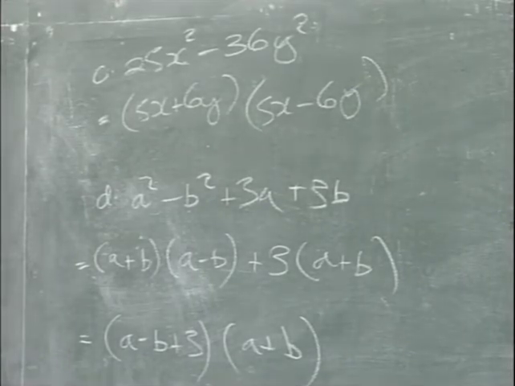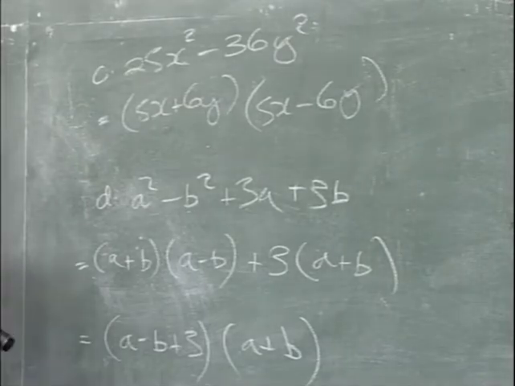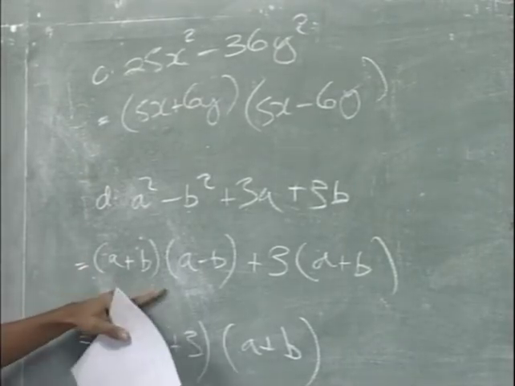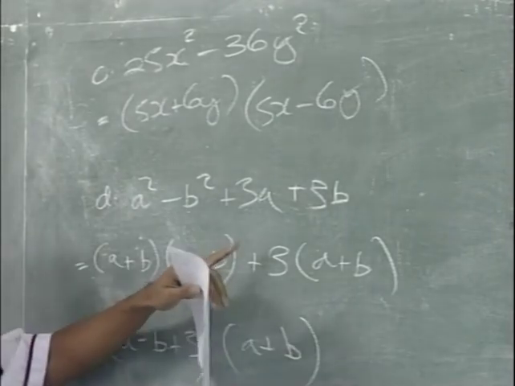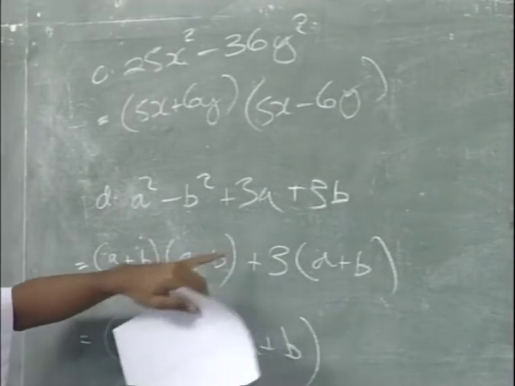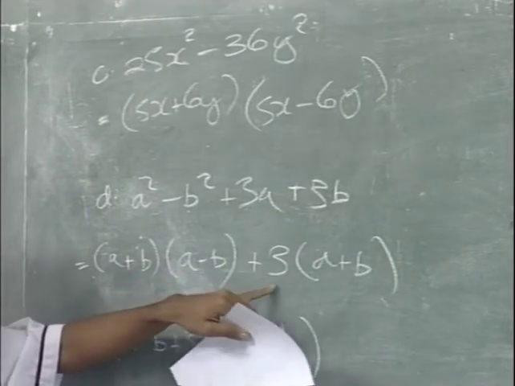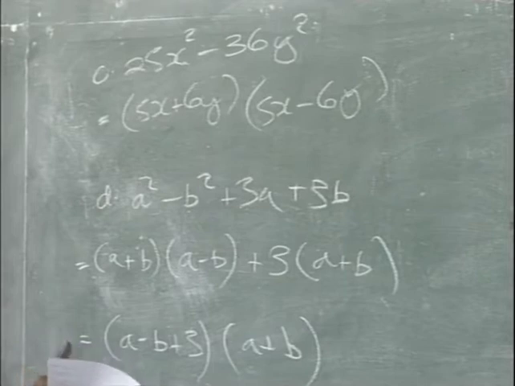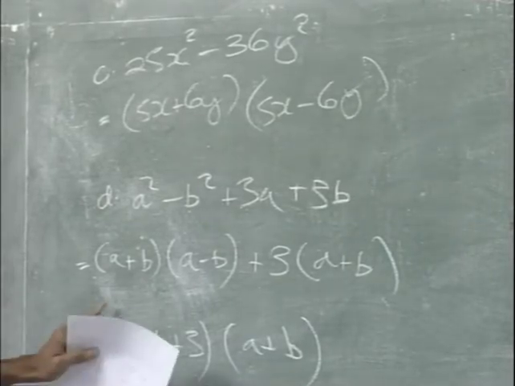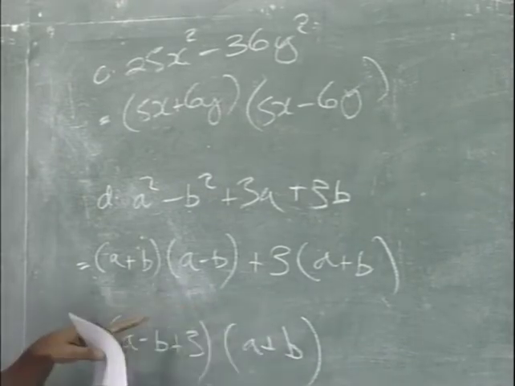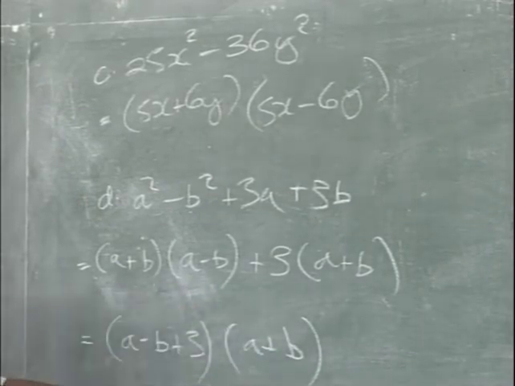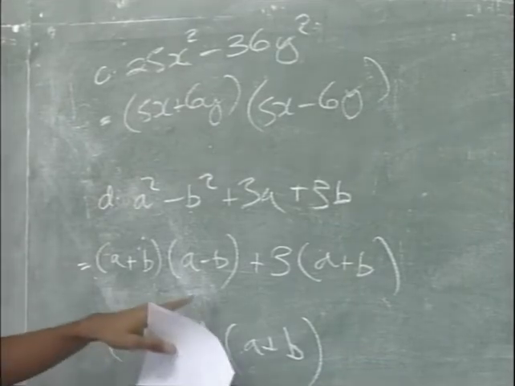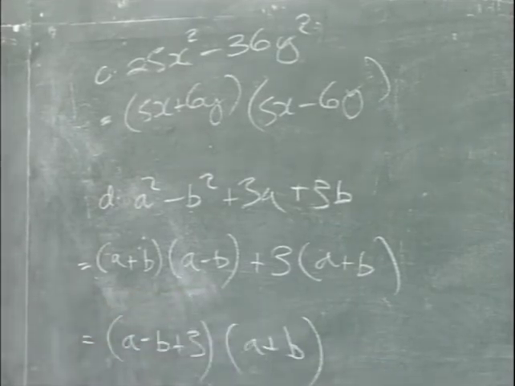For question D, I found the difference of these two squares here, and then I found the common factor of 3a plus 3b, which is 3 times a plus b in brackets. And then the common factor in here, a plus b, and you're left with a minus b plus 3 in another bracket. Thank you.